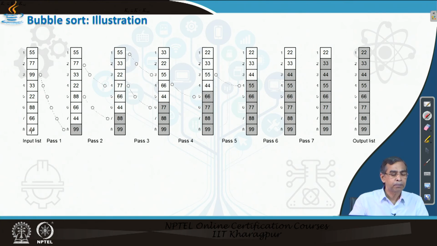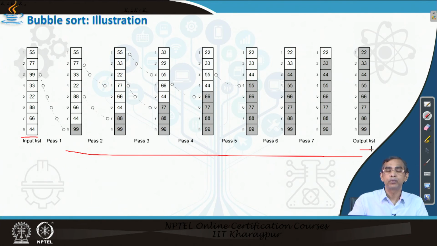Now here, suppose this is the input list, and then these are the different passes that are required. Finally, we reach the output list. Now, in the first pass, the idea is that we compare two adjacent elements, 55 and 77 for example. If they are not in order, meaning the previous one is greater than the next one, because we want ascending order. Ascending order means the previous one should be lower than the next one. Even if they are equal, we do nothing, we keep them there.